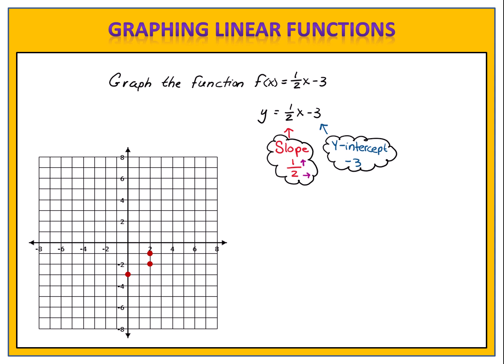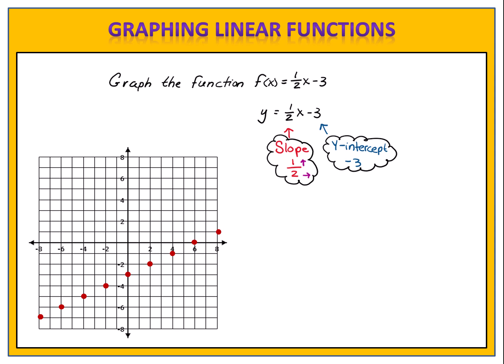Again, we'll go up 1 and right 2. And we continue to follow this pattern to plot additional points on the graph. If we go back to the y-intercept, we can follow that pattern to plot additional points on the left. Instead of up and right, we can go down and back, down and back, down and back, and plot additional points. The more points we have, the more accurate our graph will be.